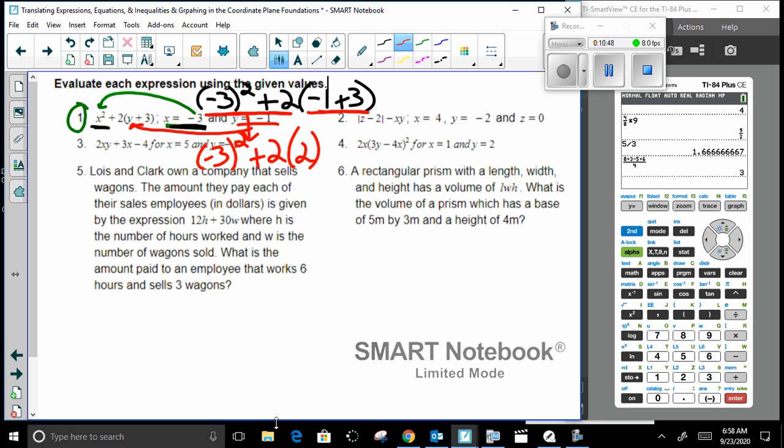After parentheses comes your exponent, (-3) squared. Remember, you know what that means. That means -3 times -3. A negative times a negative is a positive.